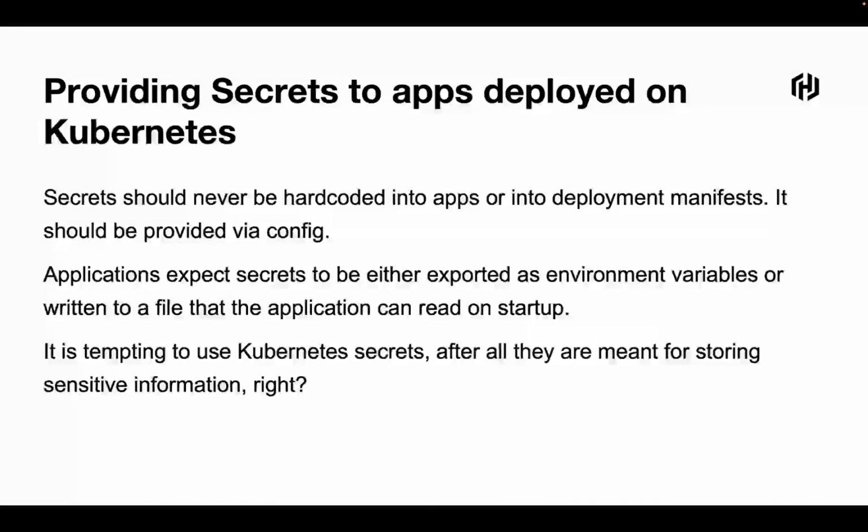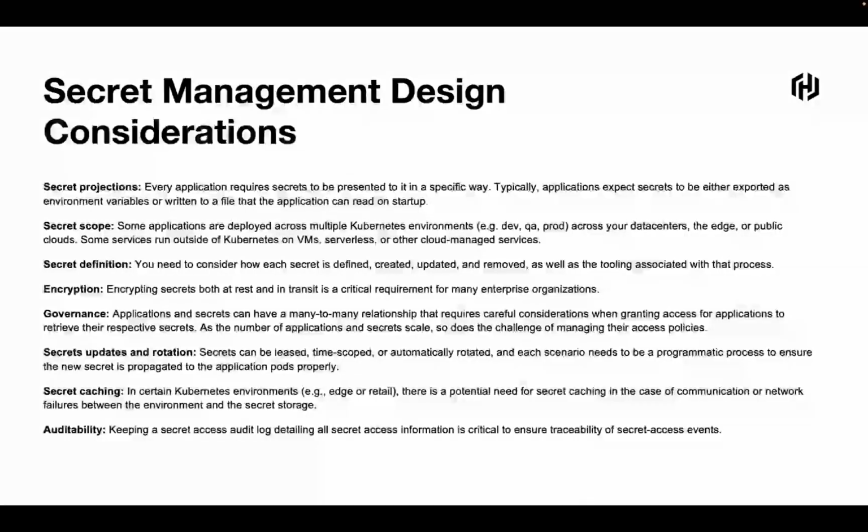Why is it important to provide secrets to apps deployed in Kubernetes in a safe manner? Secrets should never be hard-coded into apps or into deployment manifests. They should be provided externally through some config. Applications expect secrets to be either exported as environment variables or written to a file that the application reads at startup. Now, it is tempting to use Kubernetes secrets for this. After all, they are meant for storing sensitive information, right? Well, let's look at this.